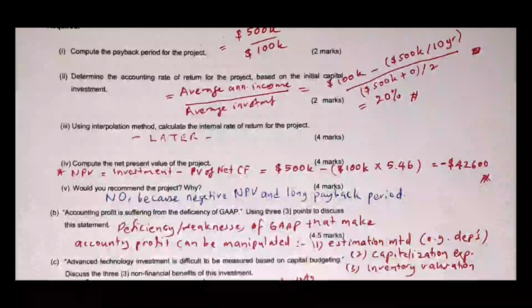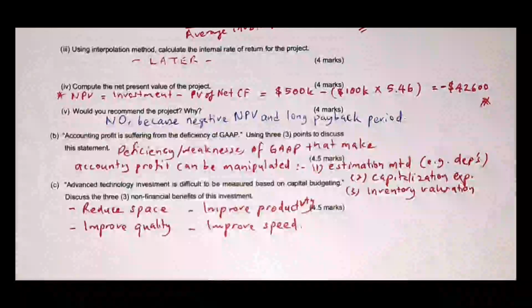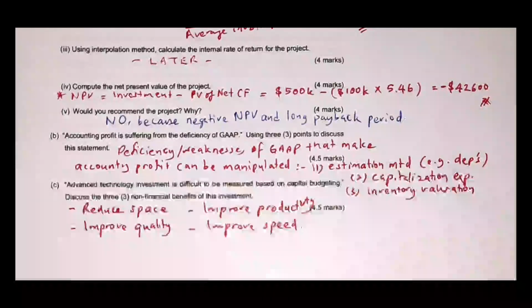Why can it be manipulated? Because there are weaknesses in the accounting standard or GAAP. These weaknesses are something that almost cannot be avoided, because the standard setters want to make the accounting standard to be flexible.